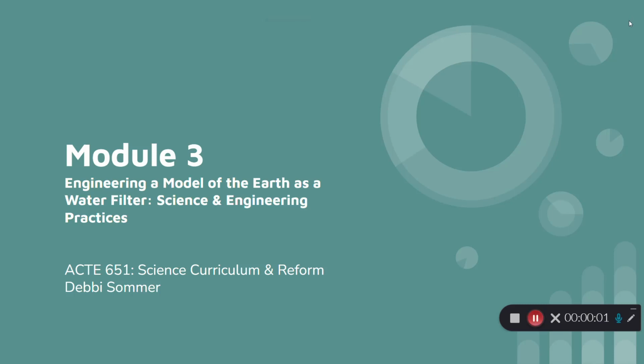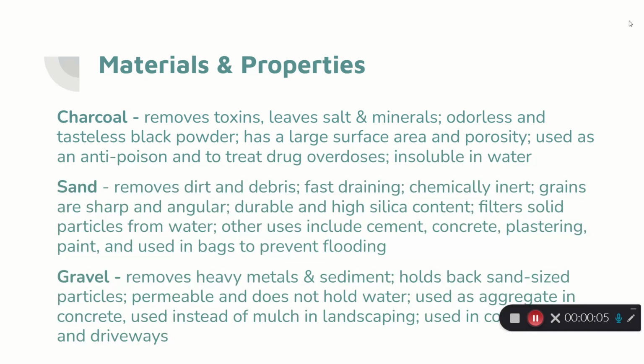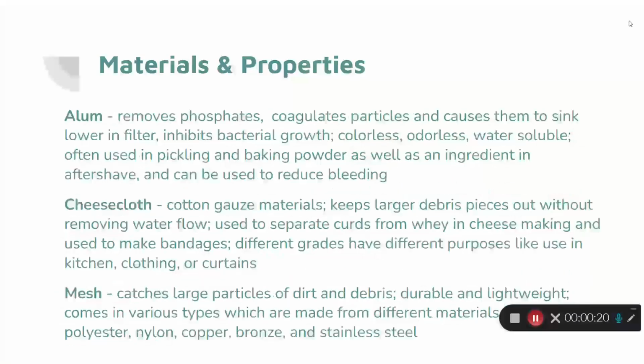This is my Module 3, Engineering as a Model of the Earth's Water Filter. The first thing I did was investigate some of the materials and their properties, and you can see a summary here on the slide. Charcoal removes the toxins, sand removes dirt and debris, and the gravel removes the heavy metal and sediment. You can see some of the other properties listed here as well.